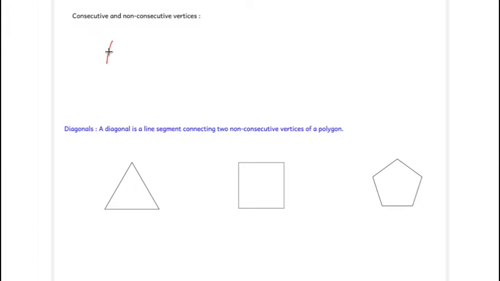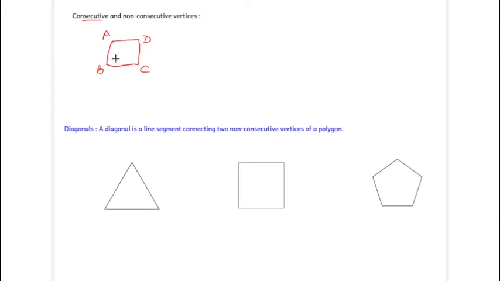See, if we draw a quadrilateral here and name it A, B, C, D. Now first is consecutive vertices. So first of all, what is a vertex? The corner points are called vertices. Okay. So the vertices of this figure are A, B, C and D.